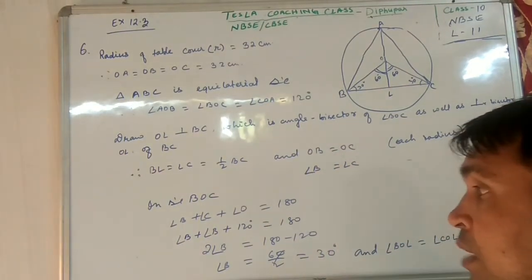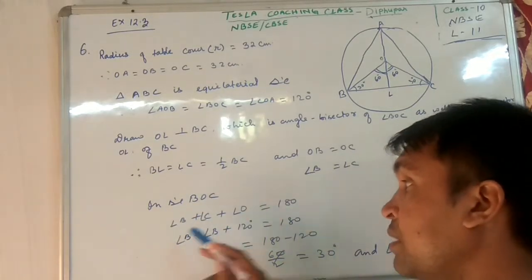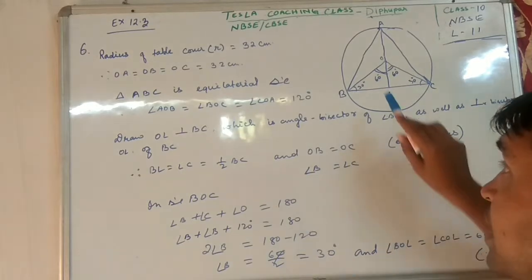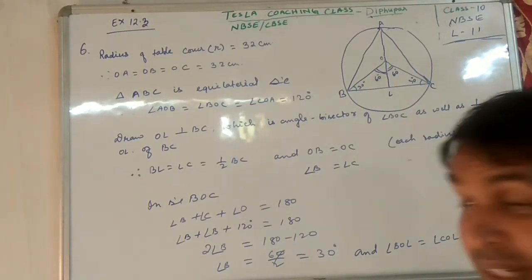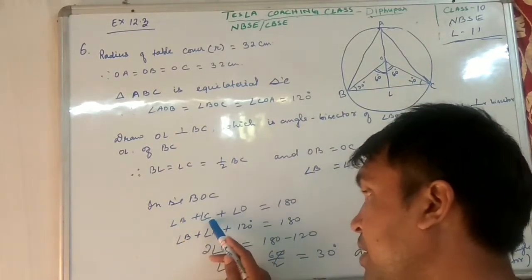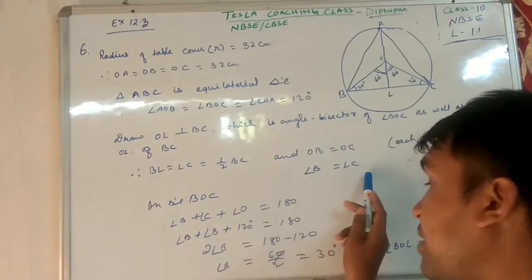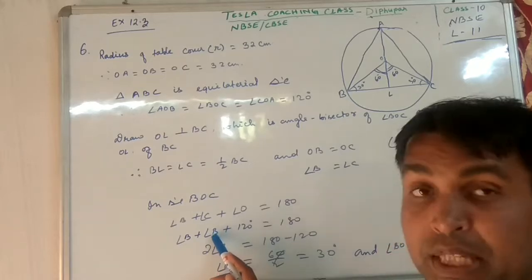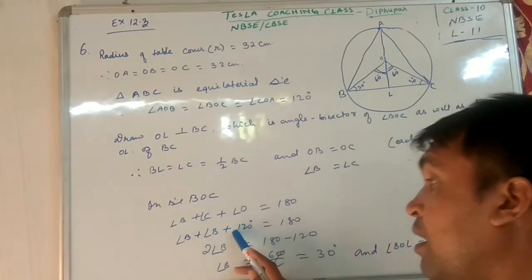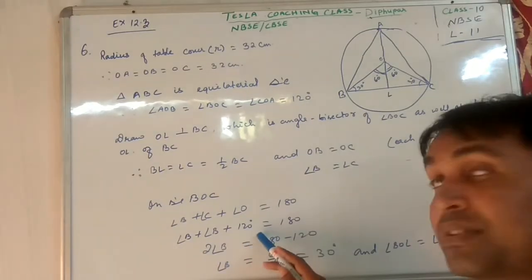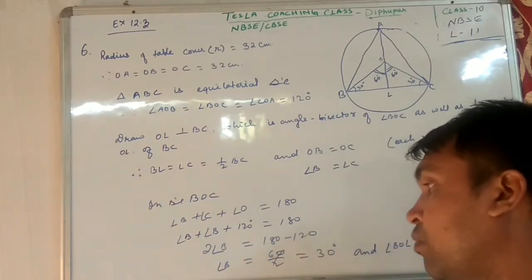Now in triangle BOC, we know that the sum of the three angles is how much? 180 degrees. So angle B plus angle C plus angle O is equal to 180. Angle B and angle C are equal, so in place of C we can write B. So angle B plus angle B, and angle O is already given in the question as 120 degrees, equal to 180.